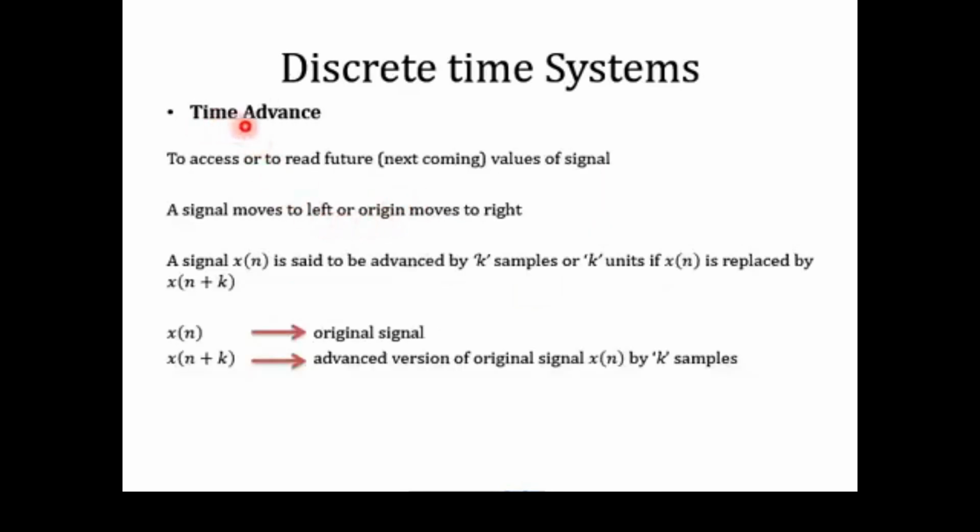Now let's come to the time advance operation. Time advance operation means we are going to access the upcoming values of our signal, or the future samples of our signal. So for that purpose, the origin or the reference point moves towards right, or equivalently you can say the signal will move towards left. So if x of n represents the original sequence, then x of n plus k will be considered the advanced version of the original signal by k samples, where k represents the amount of shift.